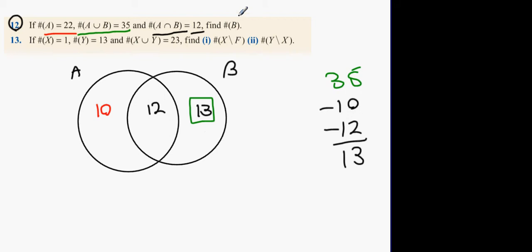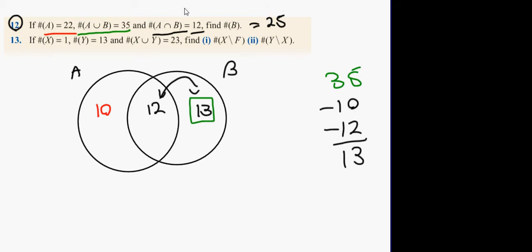Find how many people did B. The answer is 13. Oh, sorry, I'm wrong. You're right, Harry. What are you going to say? 25, because it's 12 plus 13, which is 25. 25 is the answer.